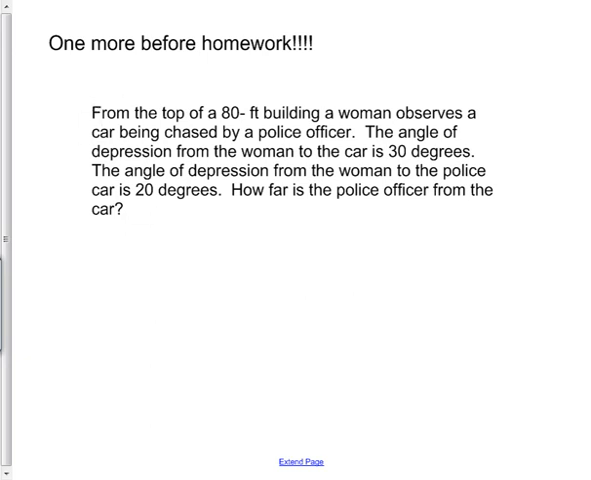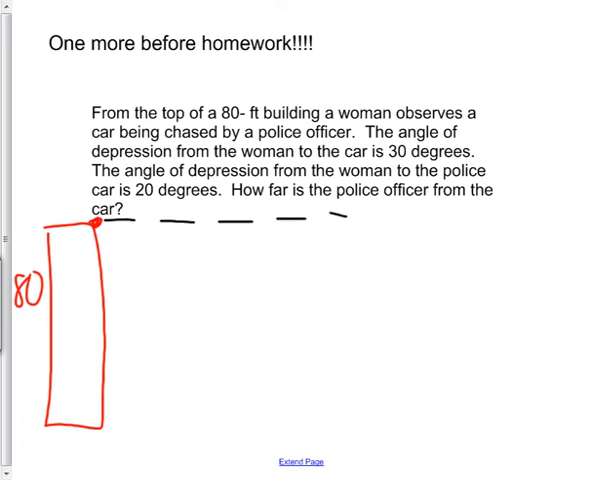So from the top of an 80-foot building, a woman observes a car being chased by a police officer. So first part of my problem, I'm going to draw a building. And it's an 80-foot building. And here's the observer. So that would be for angle of depression. The angle of depression from the woman to the car is 30 degrees. So say the car's here. And it's being chased by the police officer.